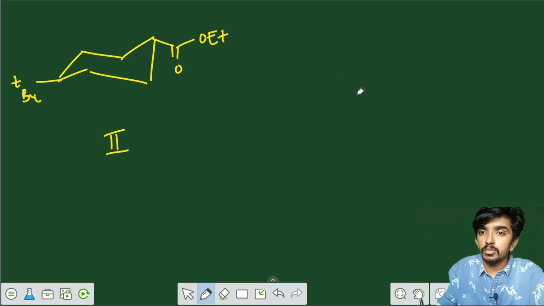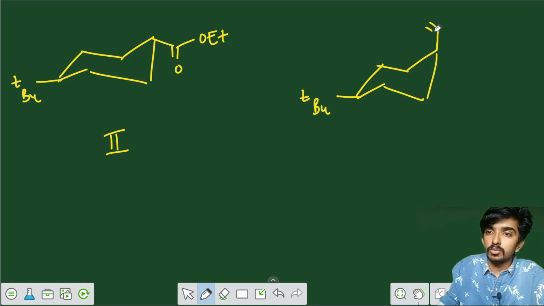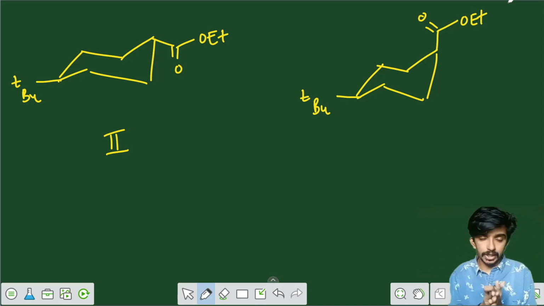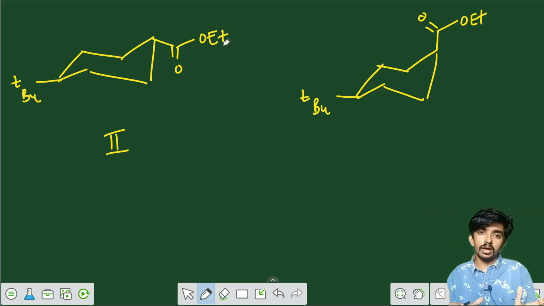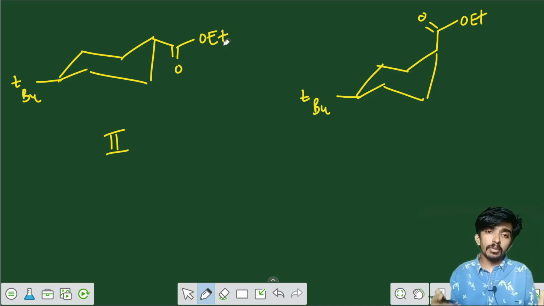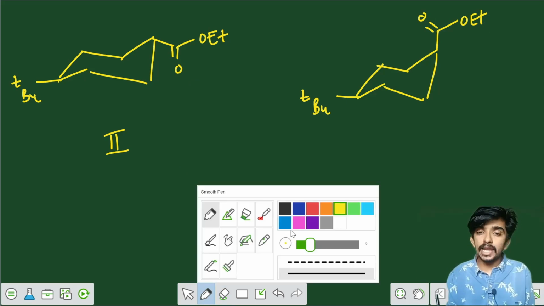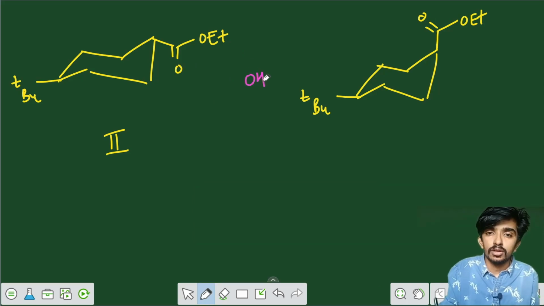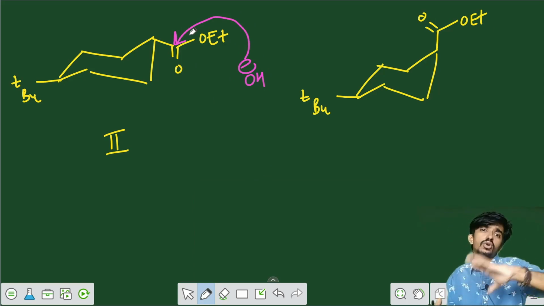So what will be structure number 3? The ester is in the axial position. Now just look at the overall stability. Since the equatorial group is present, there will not be any 1,3 diaxial repulsion. So fundamentally 2 is more stable as compared to 3. Now if I do alkaline hydrolysis of this ester, the stereochemistry of the product is not going to change.